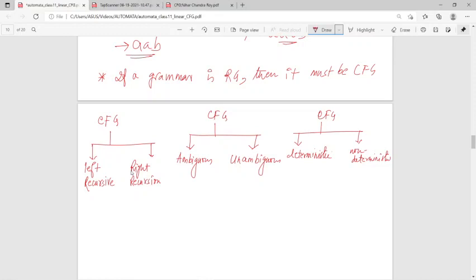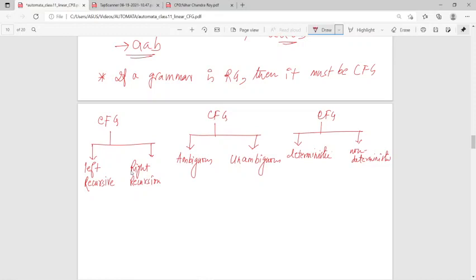But the thing is that there are some languages we will be seeing, that can be accepted by non-deterministic PDA but cannot be accepted by deterministic PDA. So there is a difference between these. So there are three parts. One is deterministic, that means the CFG which is accepted by deterministic PDA, that is deterministic CFG, and the others are accepted by non-deterministic PDA.